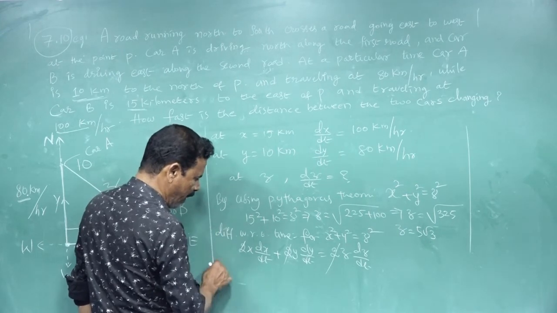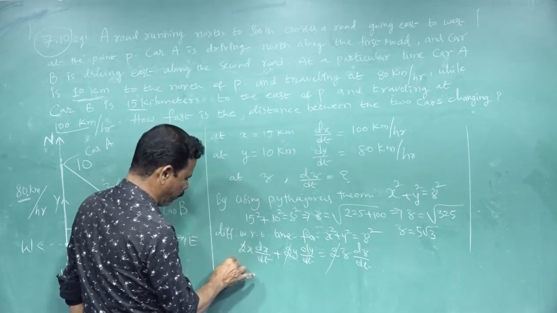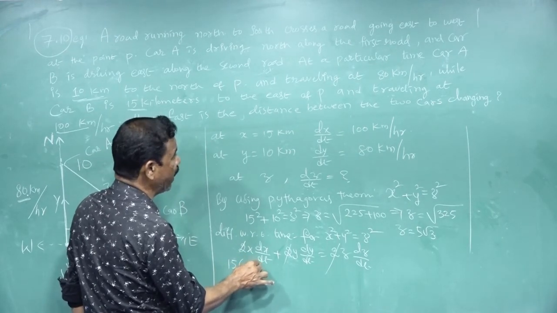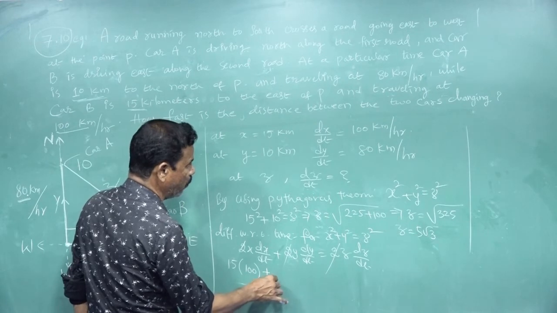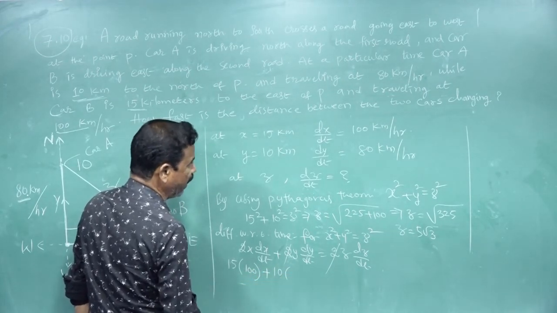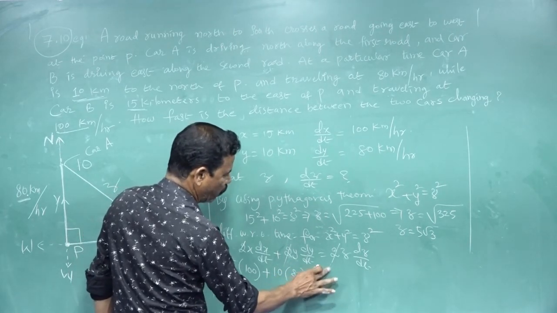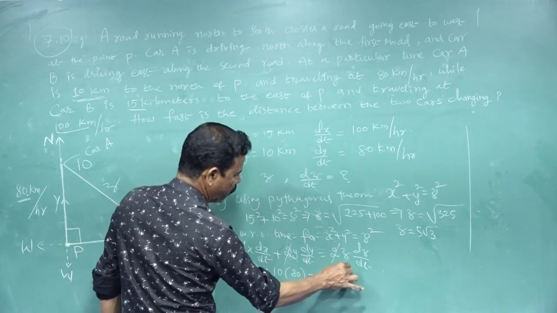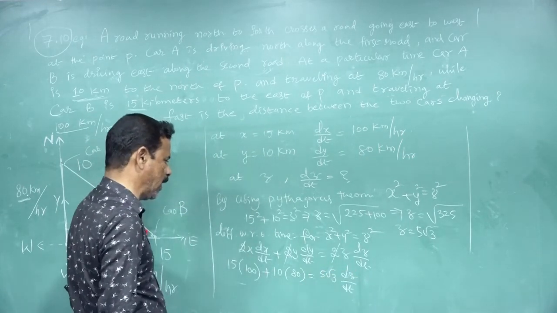Next we substitute the values. x is 15, dx by dt 100, plus y value 10 into dy by dt 80, is equal to z value 5 root 3 into dz by dt. Now this value is calculated.